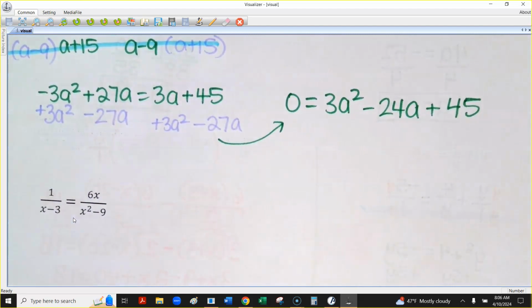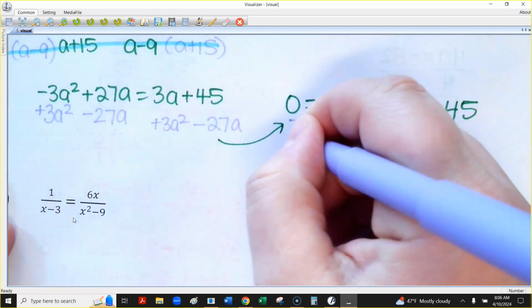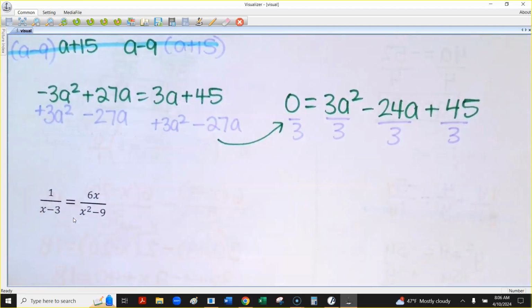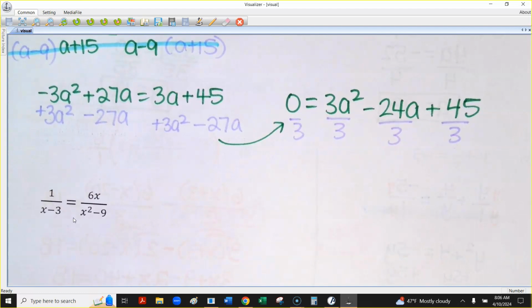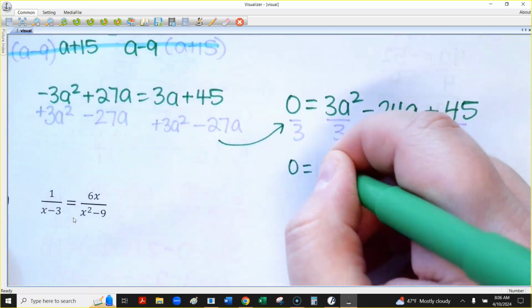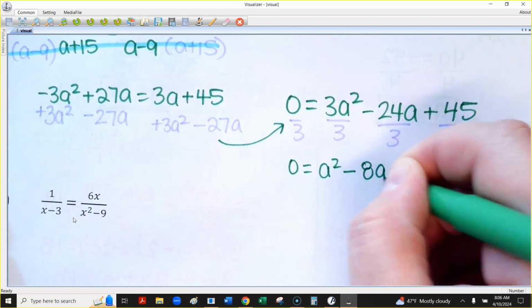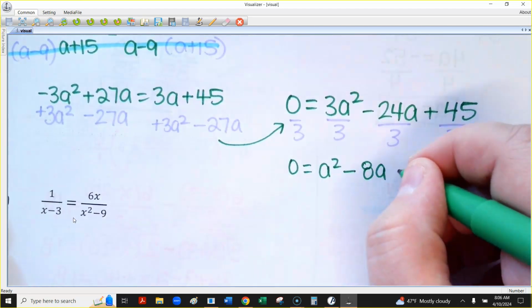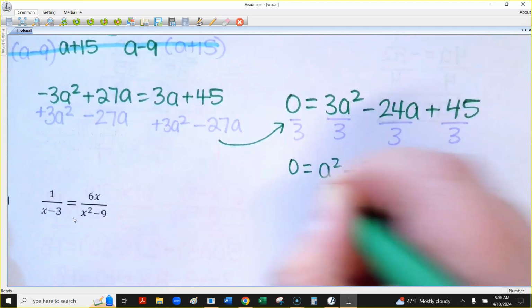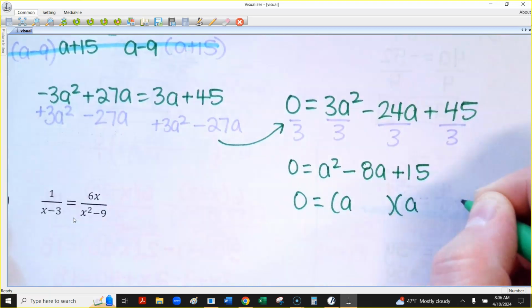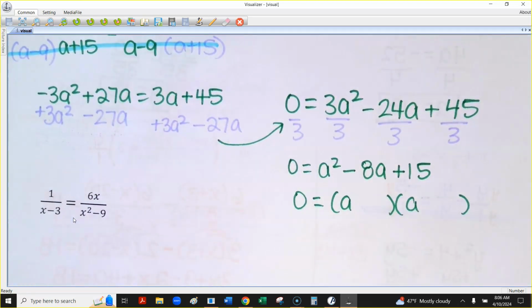Divisible by 3, right? So let's get rid of it. Totally legal to do this, because you can always divide 0 by a number. You just can't divide a number into 0 pieces. So this will stay 0. This will become a squared minus 8a, and 45 divided by 3 is 15. Okay, can you think of two numbers that multiply to get 15, but add to get negative 8?